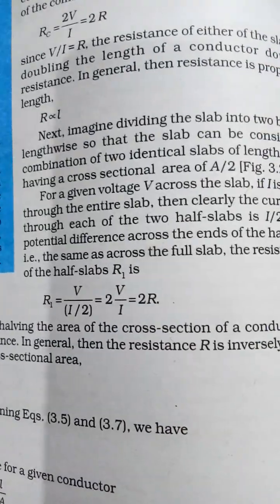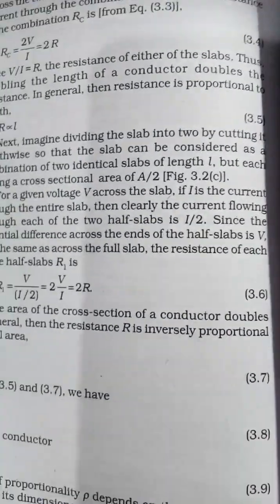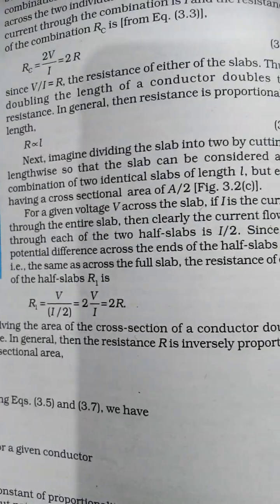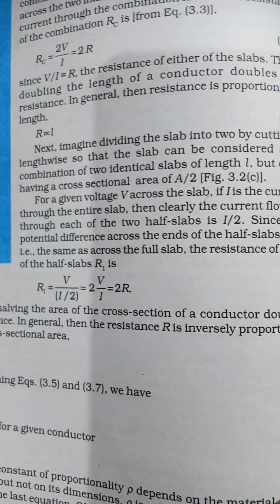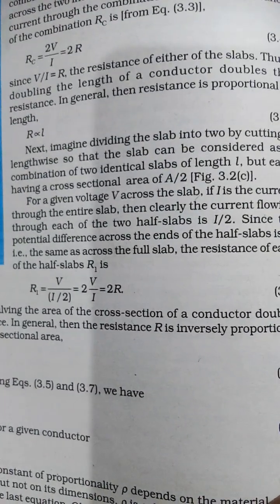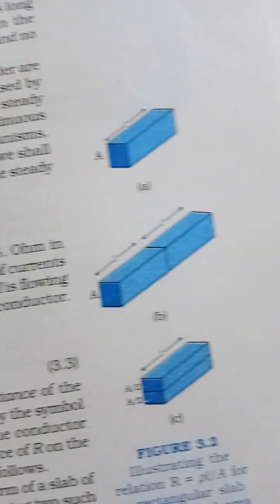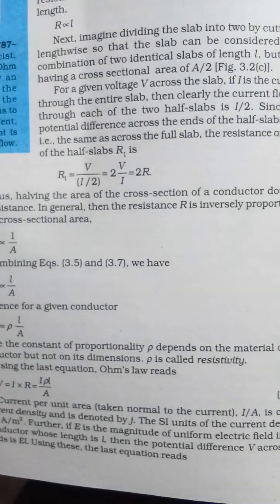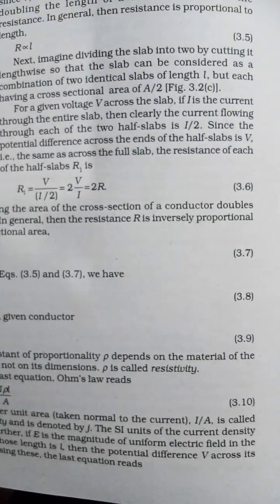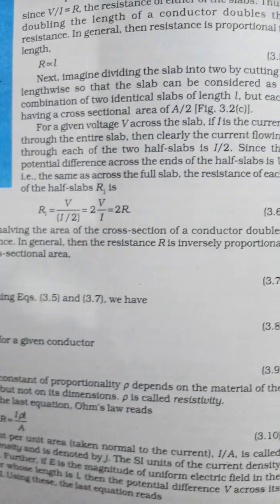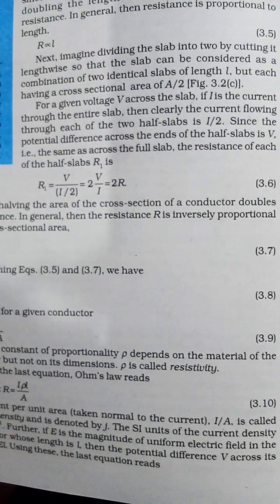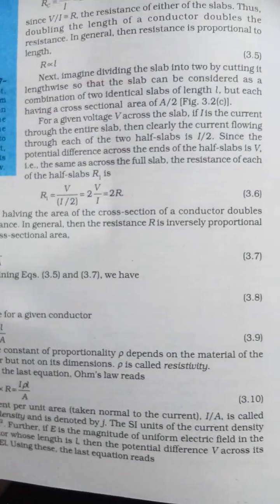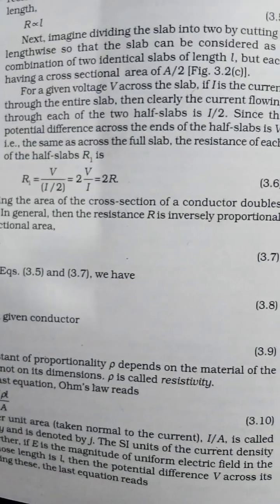Next, imagine dividing the slab into two by cutting it lengthwise, so that the slab can be considered as a combination of two identical slabs of length L, but each having the cross-sectional area A by 2, as in figure 3.2c. For a given voltage V across the slab, if I is the current through the entire slab, then clearly the current flowing through each of the two half slabs is I by 2, since the potential difference across the ends of the half slab is V, the same as across the full slab.